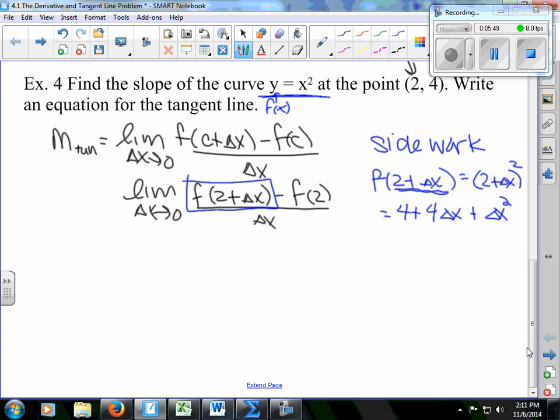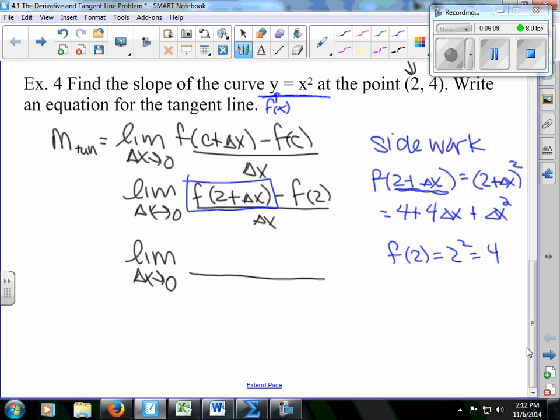So that is the end of my side work. I'm now going back to my limit. I'm doing the limit as delta x goes to 0 of, actually, let's do some additional side work too. Let's find f of 2. That would be 2 squared, 4.